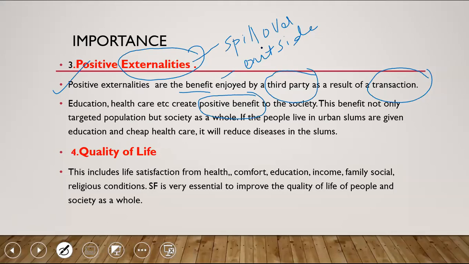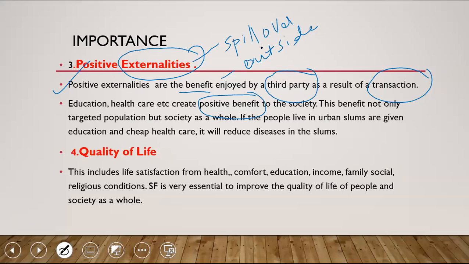Godrej school is one of the best ones. So their employees' children get admission there. Automatically that child's personality develops and it becomes an addition to the society. Then they are providing hospital facility, so it improves the health of the employee and their family.